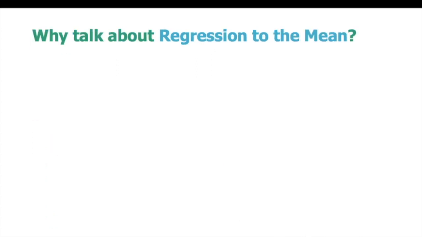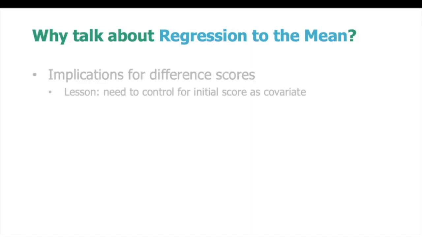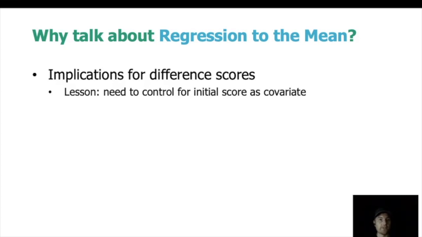So why talk about regression to the mean? Well, first, it has implications for difference scores. For one thing, when you are looking at whether someone improved from pre-test to post-test, and you're looking at the difference between those scores, generally you're going to need to control for the initial scores as a covariate. You want to control for pre-test scores. That actually helps us understand what the regression to the mean looks like. It helps us control for that phenomenon.